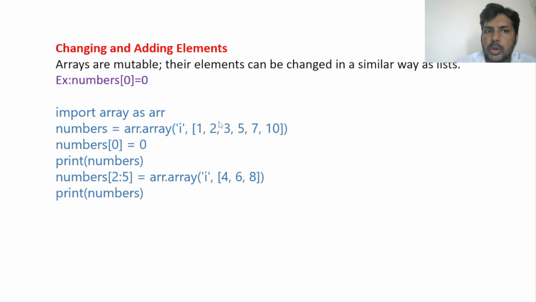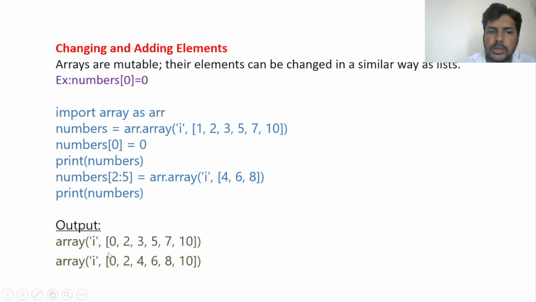Now I want to add an element in place of 1. I want to add 0. What is the position of 1? It's 0, right? Our index starts from 0. So I will say number 0 is equal to 0. In place of 1, we will have the output as 0. Now if I say print numbers, you will get the answer 0 2 3 5 7 10. Let me show you the output. You can see here 0 2 3 5 7 10.